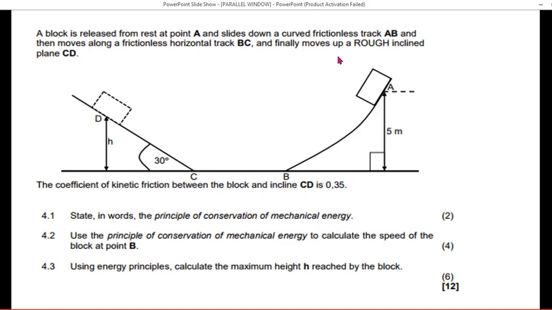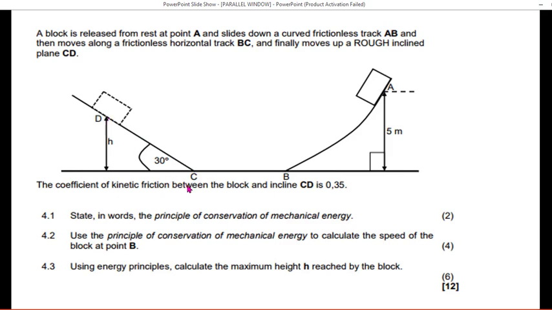And then we were told earlier that CD, that is this plane, is a rough inclined surface, which means there's friction. So there is a non-conservative force, which means that the mechanical energy there is not conserved. We cannot use the principle of conservation of mechanical energy whenever there is a non-conservative force acting on the block. So what principle is available?